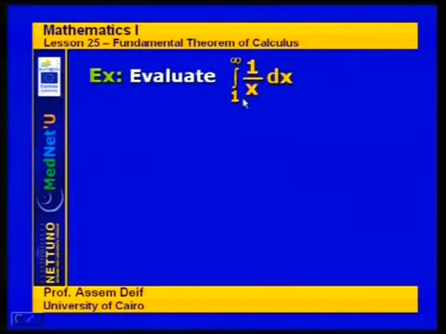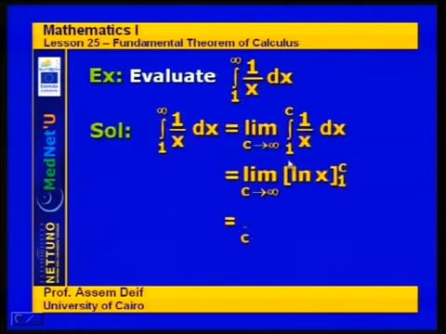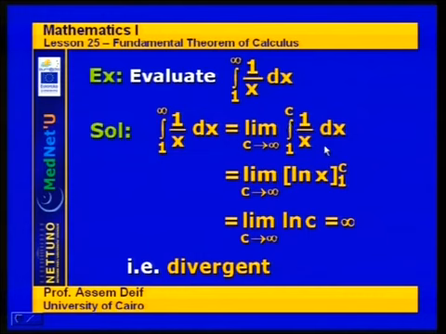Again, if you have an integral of this sort, 1 over x dx, this is an improper integral because you have the integral from 1 to infinity. So you do the same thing from 1 to c, and you take the limit when c tends to infinity. But you find a difference between this example and the previous one, because your logarithm, when c tends to infinity, becomes infinity, and therefore your improper integral diverges.